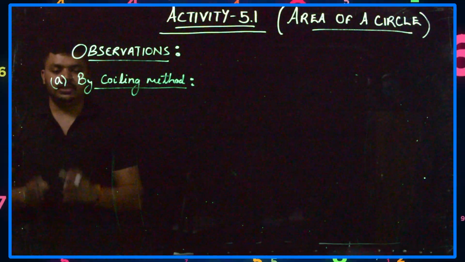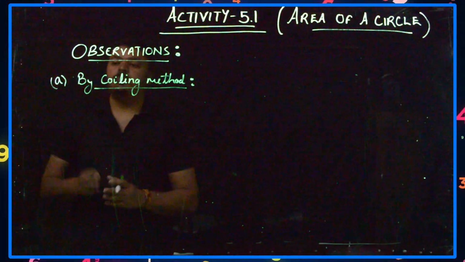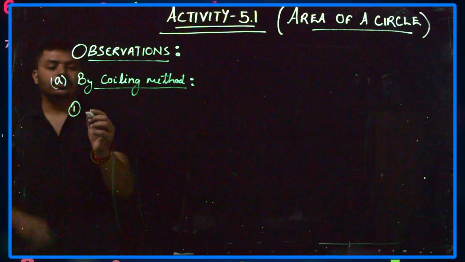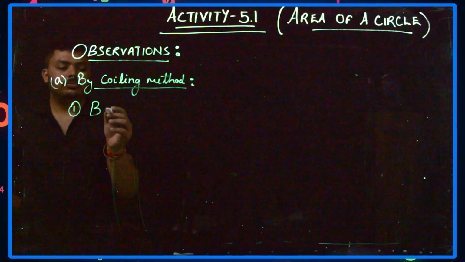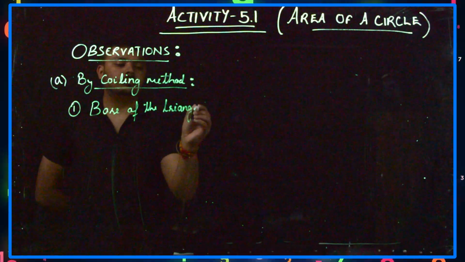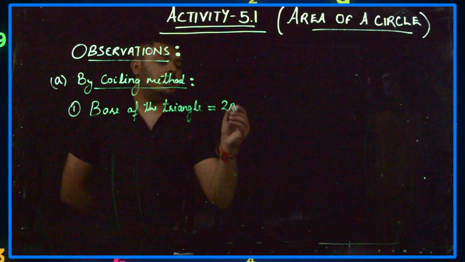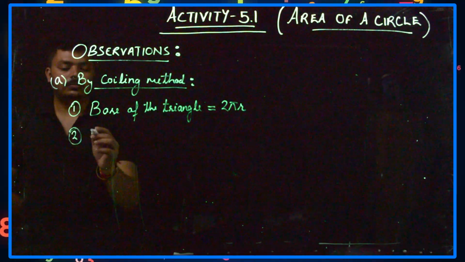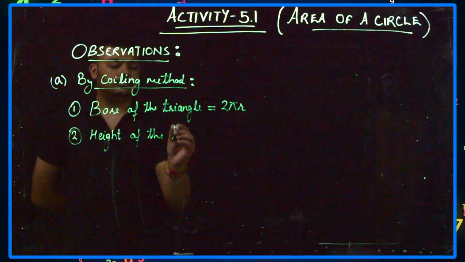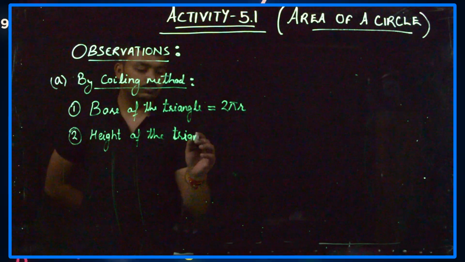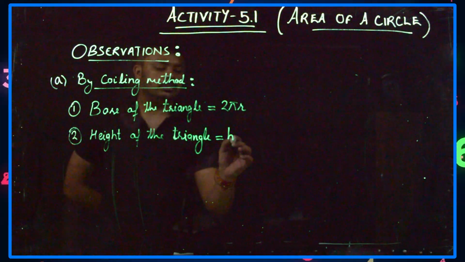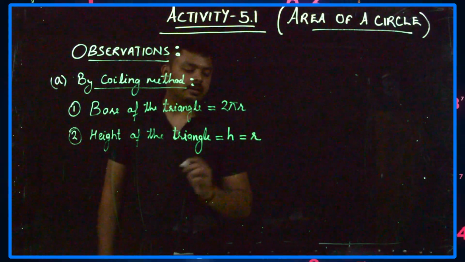First let's see the observation for part A, that is by the cutting method. So our first observation is the triangle we have formed. The base of that triangle is 2 pi r. Second, the height of the triangle is equal to h, that is equal to r, the radius.